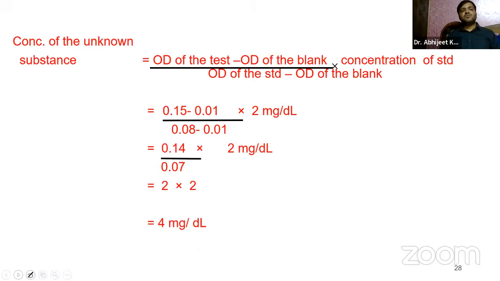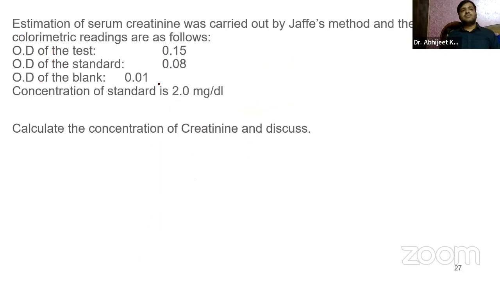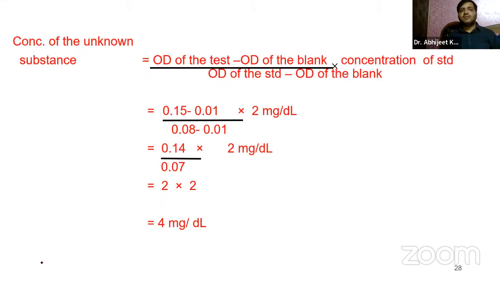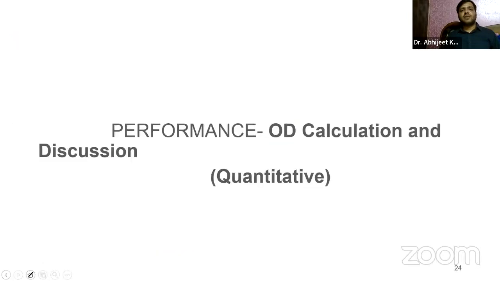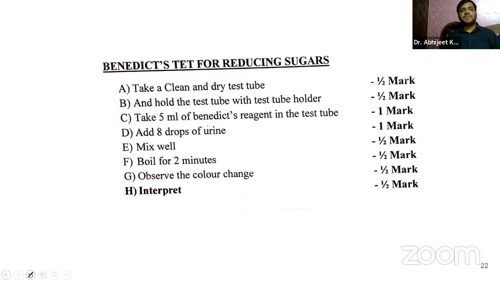Again, there is one more simple question that they are asking. The serum creatinine was carried out by Jaffe's method, and the calorimetric readings are as follows. Test, standard, blank and concentrations are given, and we have to calculate the concentration of creatinine, guys. So again, the same formula you have to apply and you will get the answer. So this is how you can go through the calculation part, right?